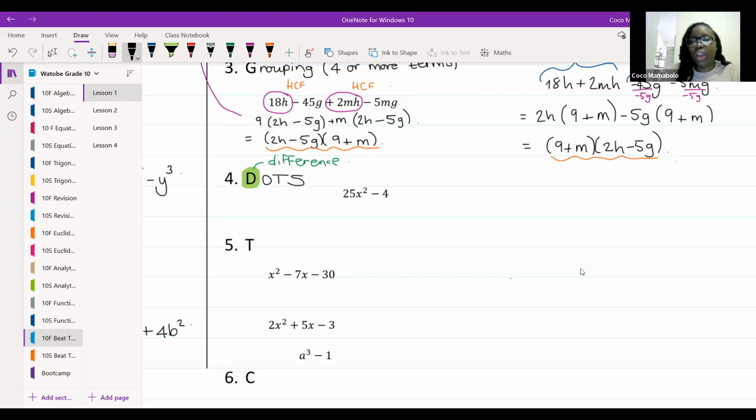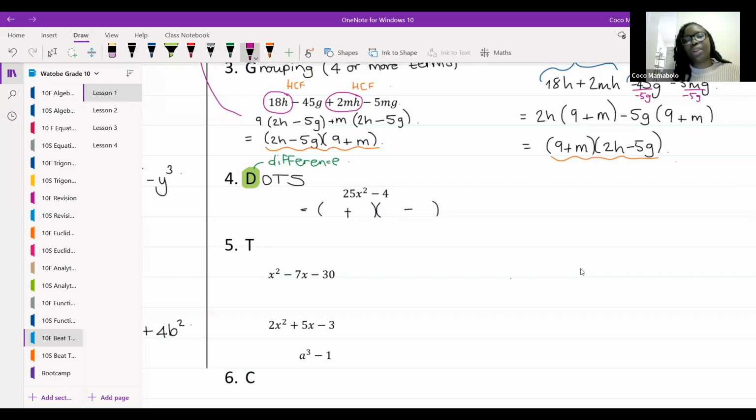Right. So we're going to then take this. And if we factorize dots, we normally open 2 brackets. We open 2 brackets, and we're going to put a plus in the one and a minus in another.